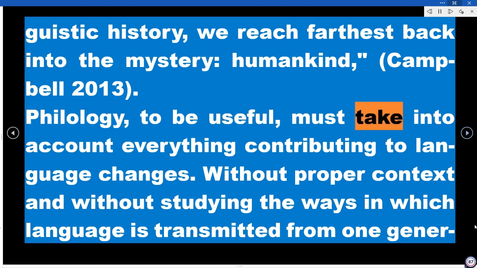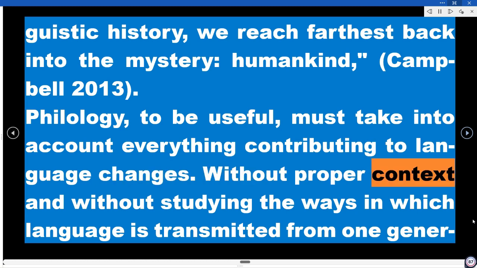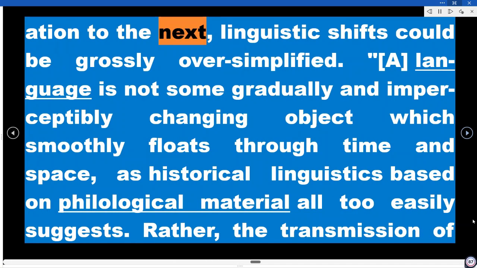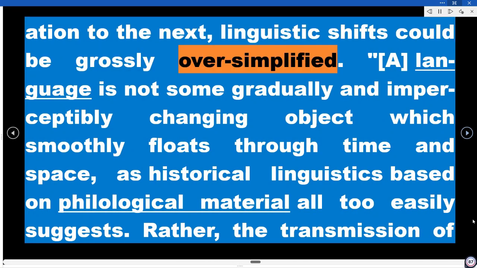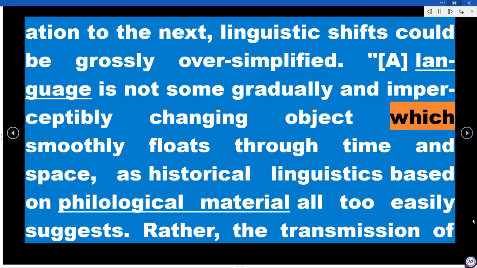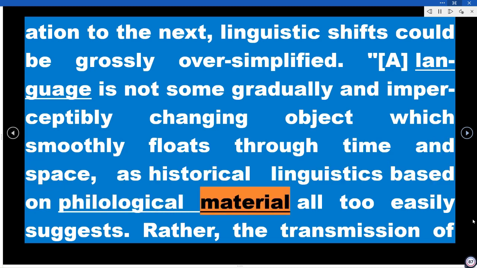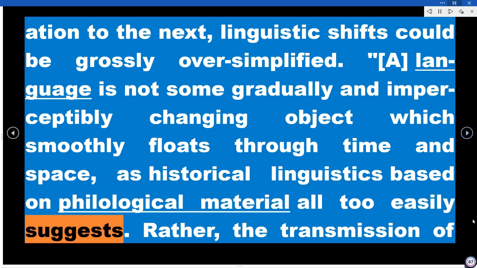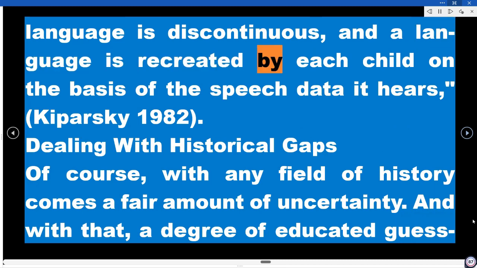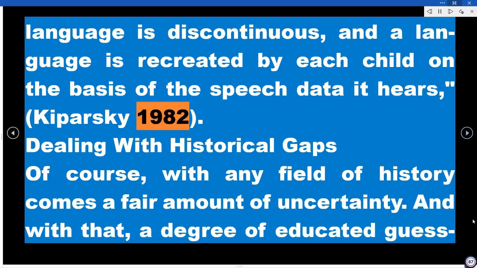Philology, to be useful, must take into account everything contributing to language changes. Without proper context and without studying the ways in which language is transmitted from one generation to the next, linguistic shifts could be grossly oversimplified. Language is not some gradually and imperceptibly changing object which smoothly floats through time and space, as historical linguistics based on philological material all too easily suggests. Rather, the transmission of language is discontinuous, and a language is recreated by each child on the basis of the speech data it hears, Kaspersky 1982.